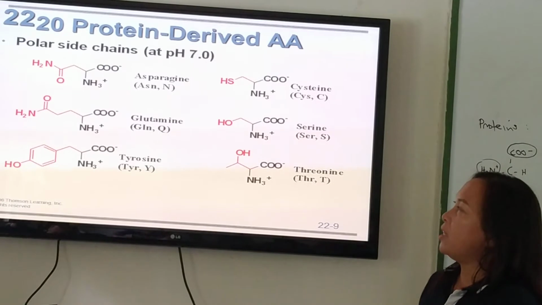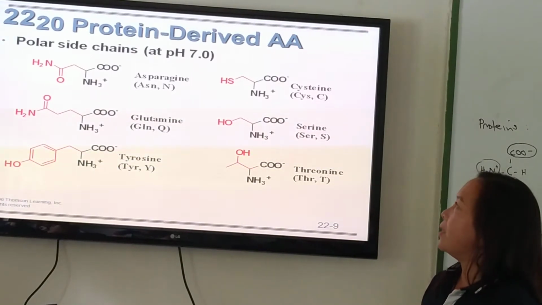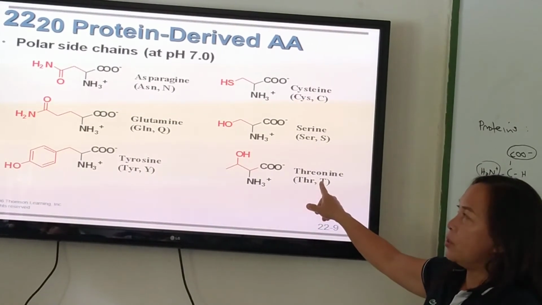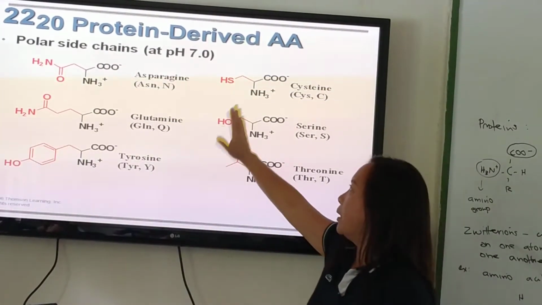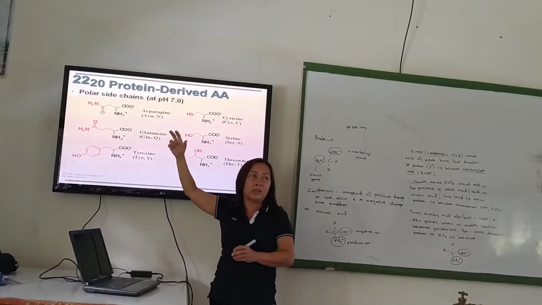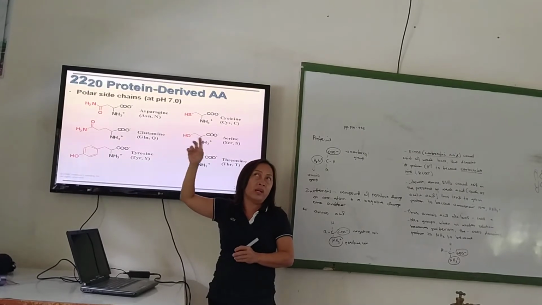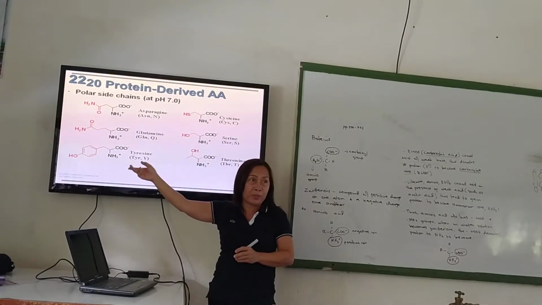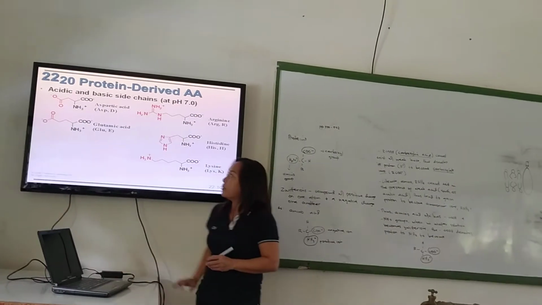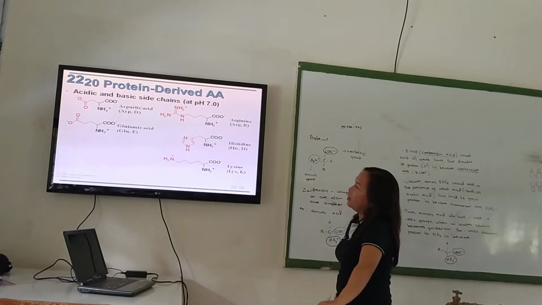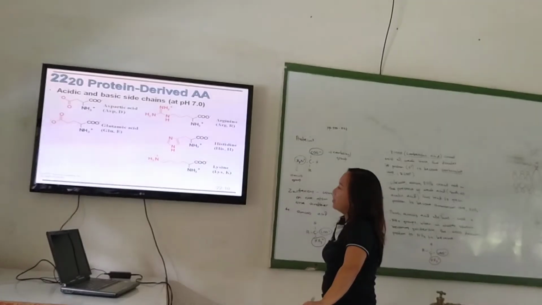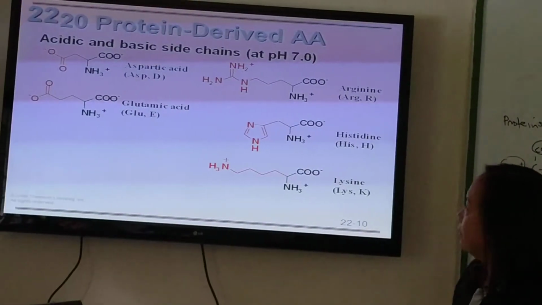Asparagine, glutamine, tyrosine, cysteine, serine, threonine. These are the polar side chains. Since they are polar, they can interact with water. The non-polar side chains can interact with lipids. Okay, acidic and basic side chains: aspartic acid, glutamic acid, arginine, histidine, lysine.